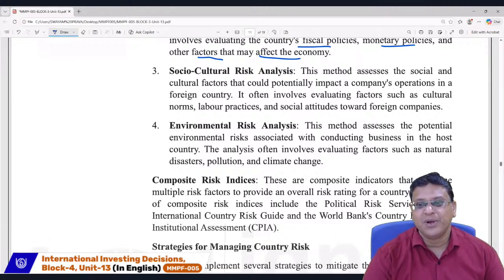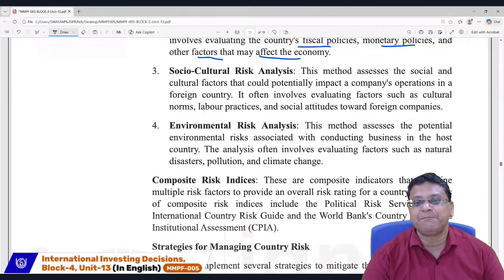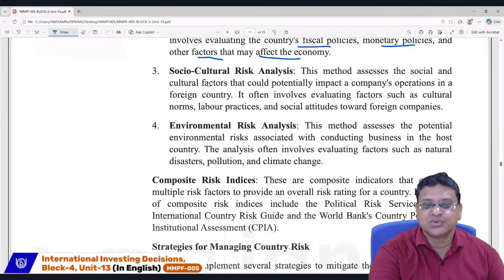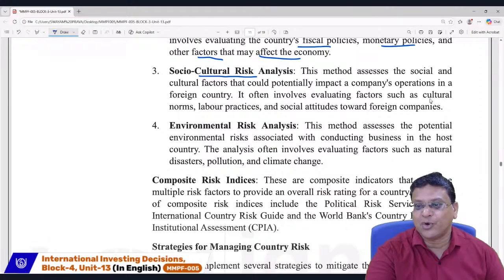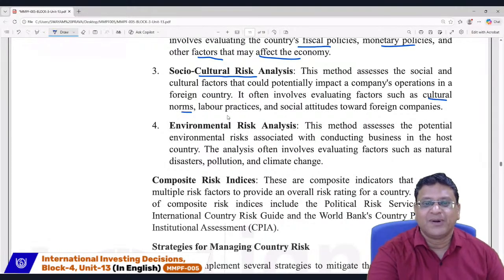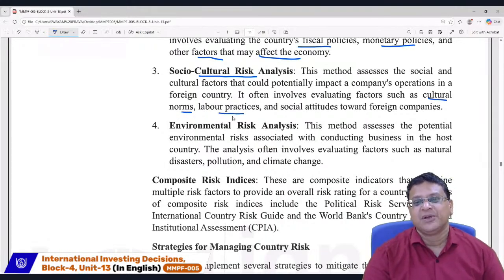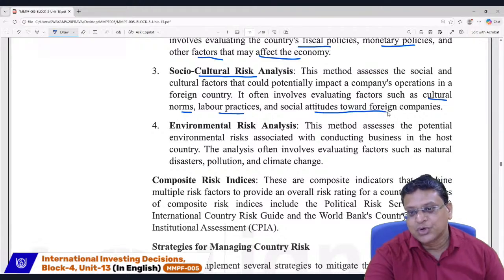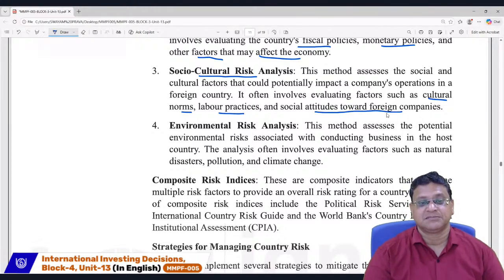In this case, we have to analyze the socio-cultural factors prevailing in a country. What are the socio-cultural factors? What is the cultural norm of the country? What is the labor practice of the country? What is the social attitude towards foreign companies? Whether people are tolerant of MNCs or not.